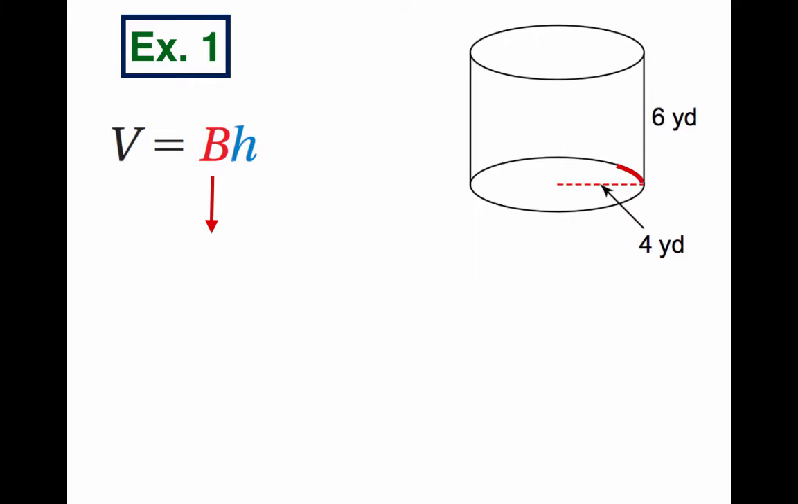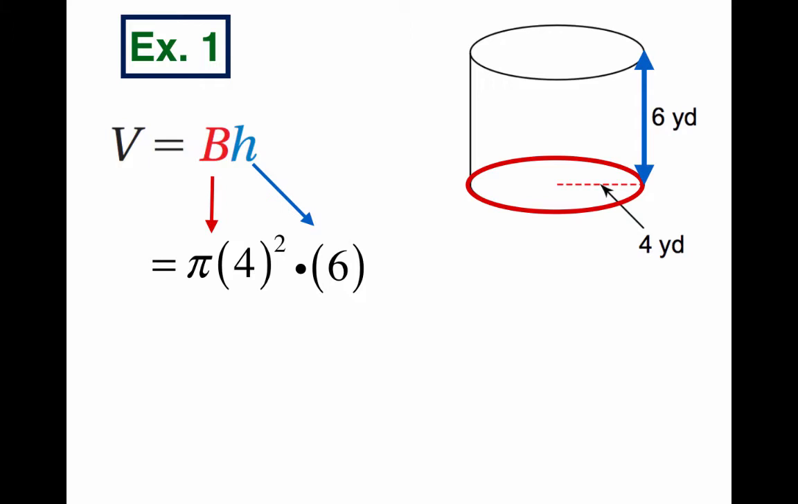Well, where is the base? Well, the base is on the bottom and it's in the shape of a circle. So how do we find the area of the circle? Oh, we use pi r squared. Area of circles is pi r squared. So in this case, it's going to be pi times 4 squared because our radius is 4. The height of our cylinder, well, we can see pretty clearly that it is 6 yards tall, so we're going to be multiplying this by 6. And that's it. That's our calculation that we need to do.